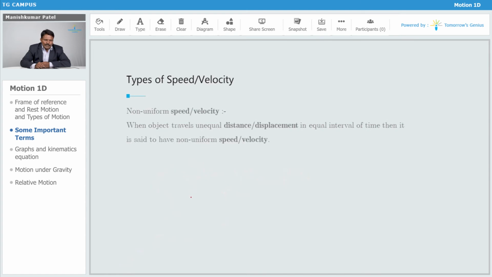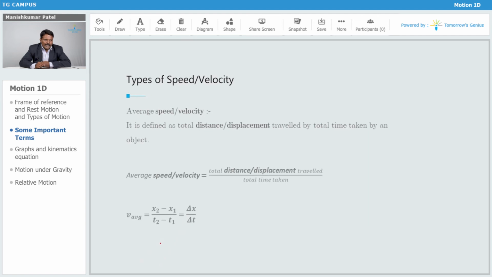Then we discussed the non-uniform case. Obviously, the object is going to travel unequal distance or displacement in equal intervals of time. That is what you can say is a non-uniform speed or velocity. The third thing we have also just discussed.